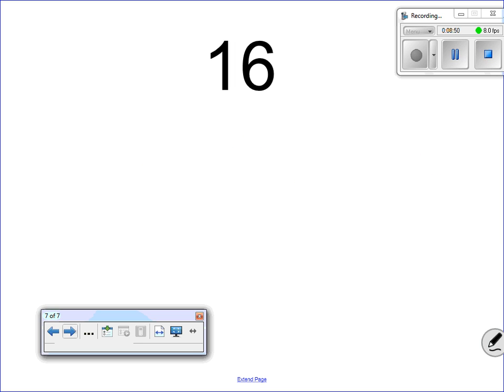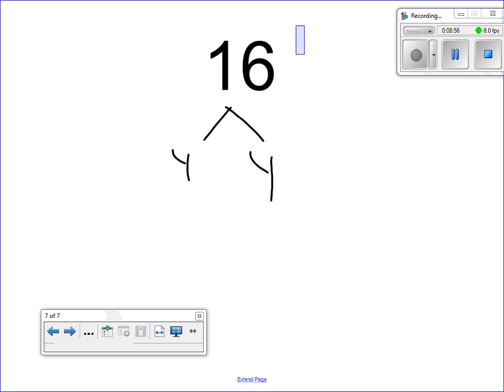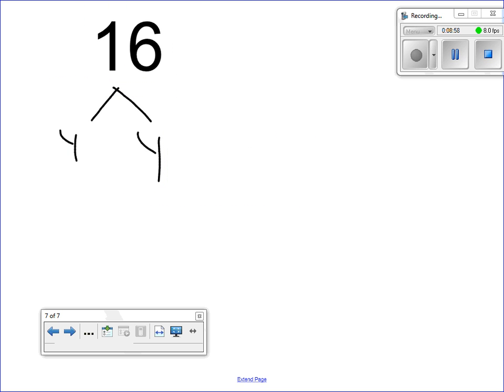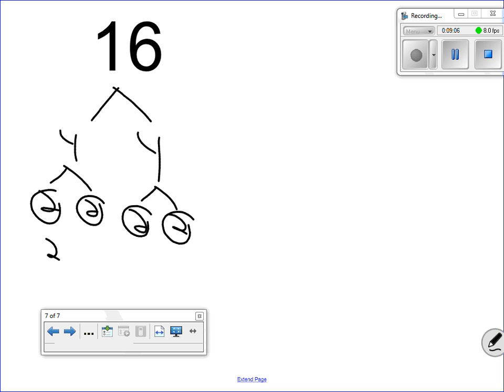Last one. We're going to keep this simple here. 4 times 4. Going 2 times 2, 2 times 2. Answer is 2 times 2 times 2 times 2. 2 to the 4th power.